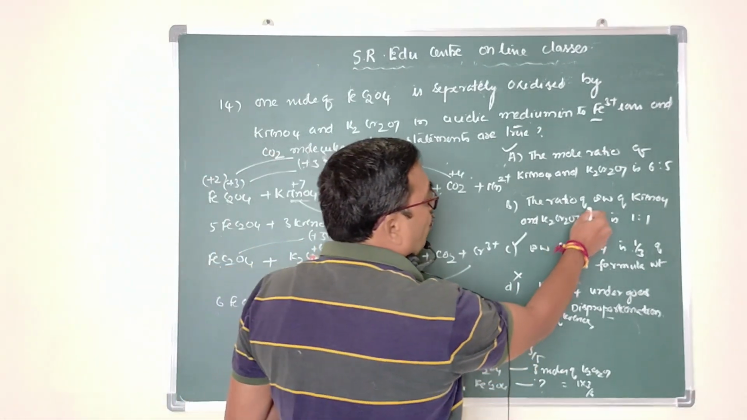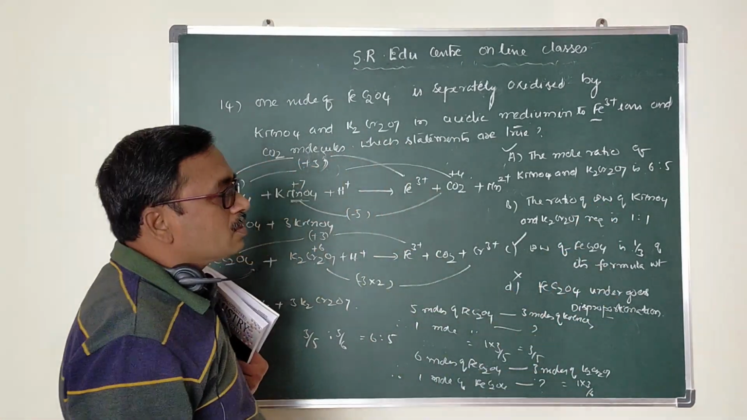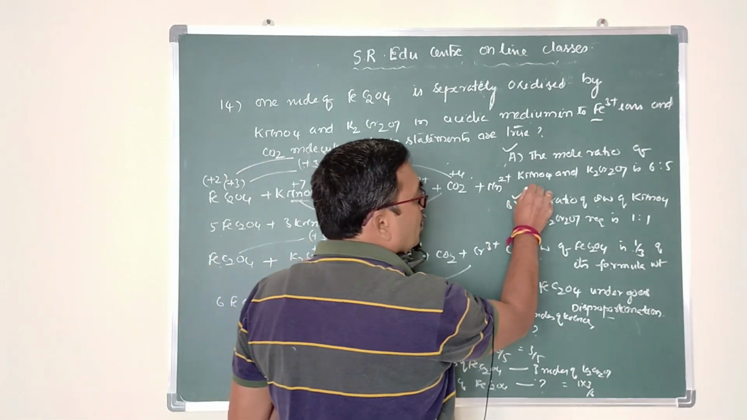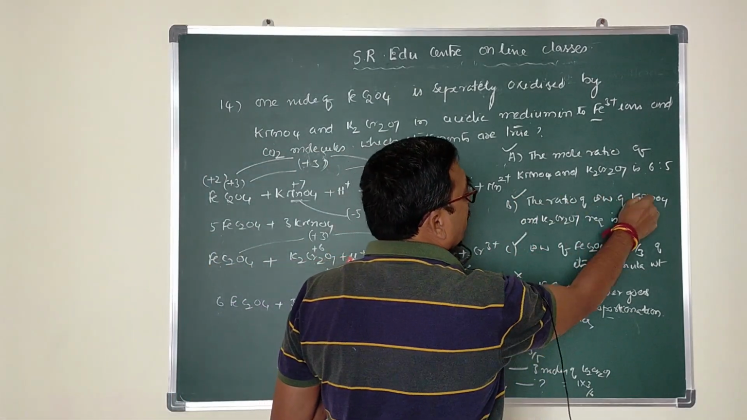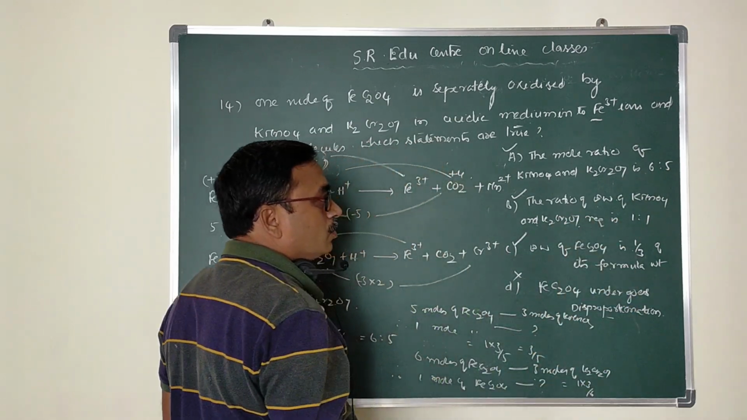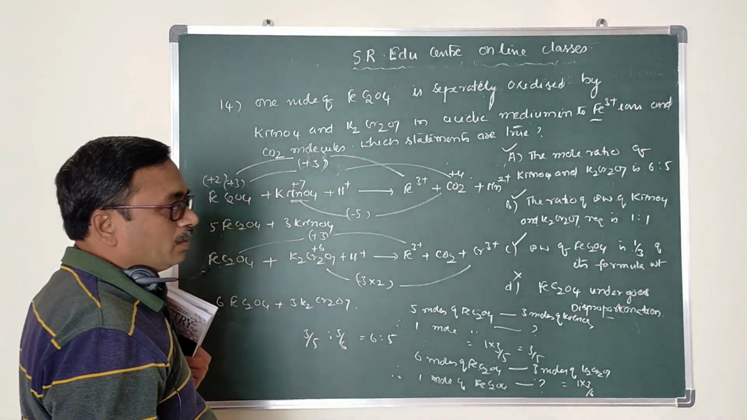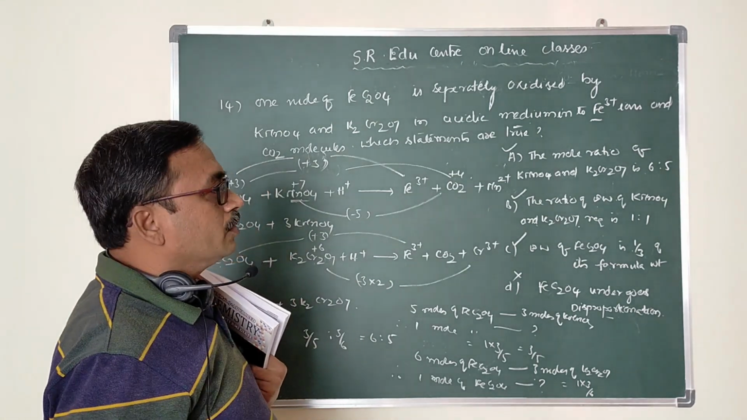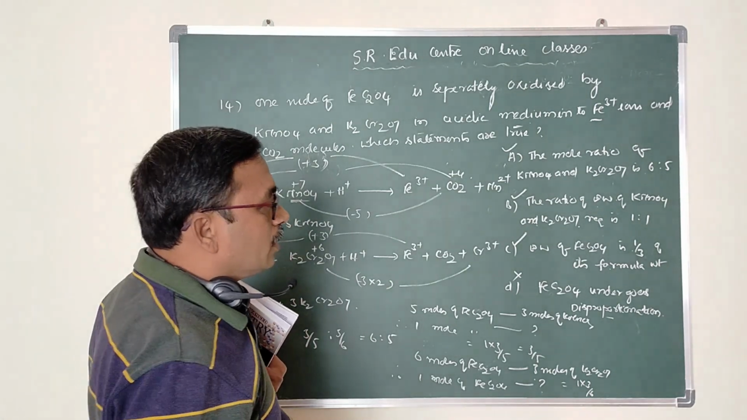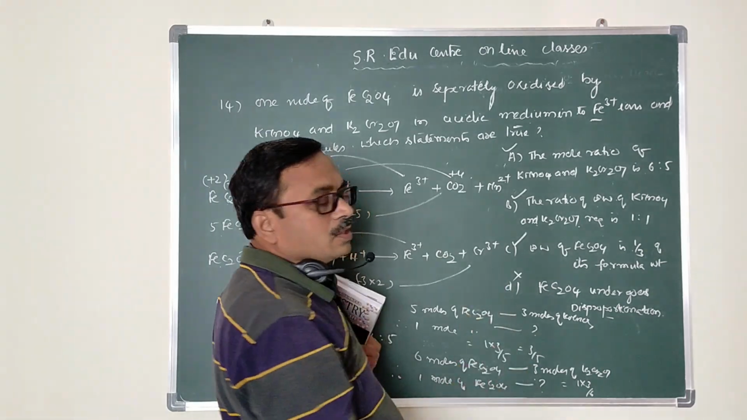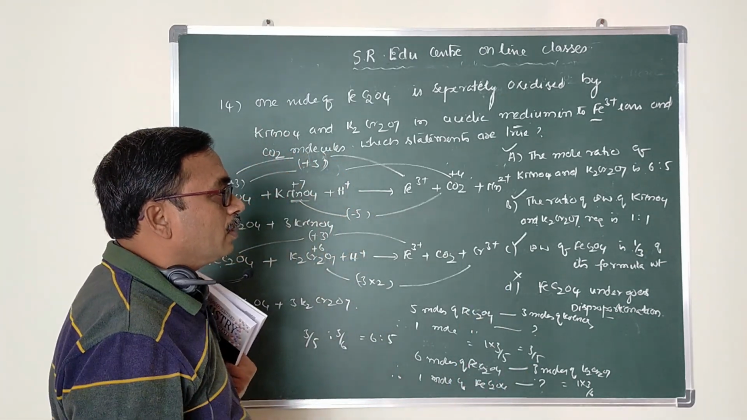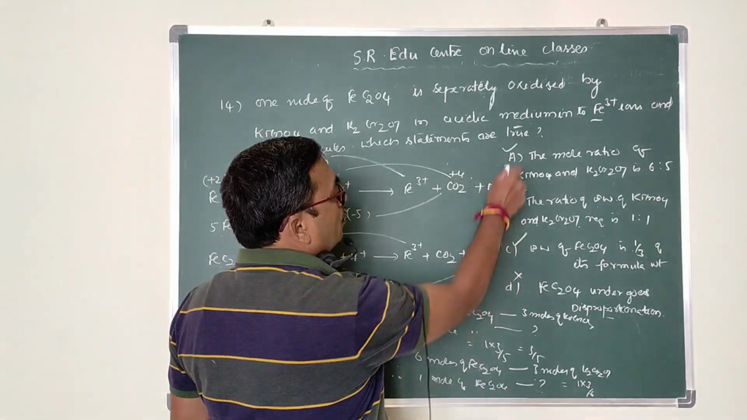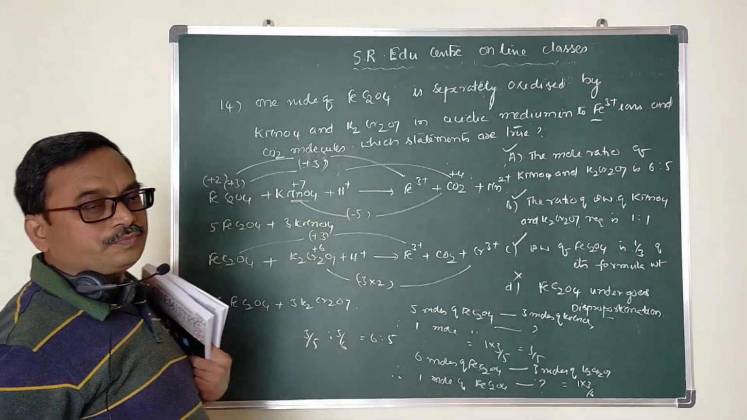See, one equivalent weight of any substance reacts with one equivalent weight of another substance. Therefore, B option is also correct. The ratio of equivalent weight of KMnO4 and K2Cr2O7 required is 1:1. That means one equivalent weight of KMnO4 can react with one equivalent weight of iron oxalate, and one equivalent weight of potassium dichromate reacts with one equivalent weight of iron oxalate. Therefore, B also correct. So A, B, C are correct.